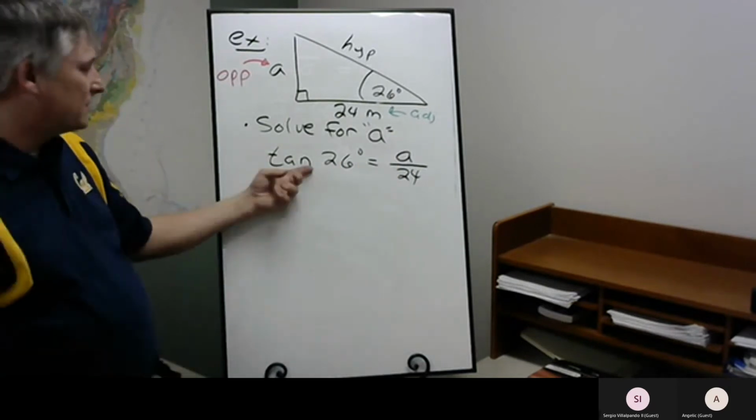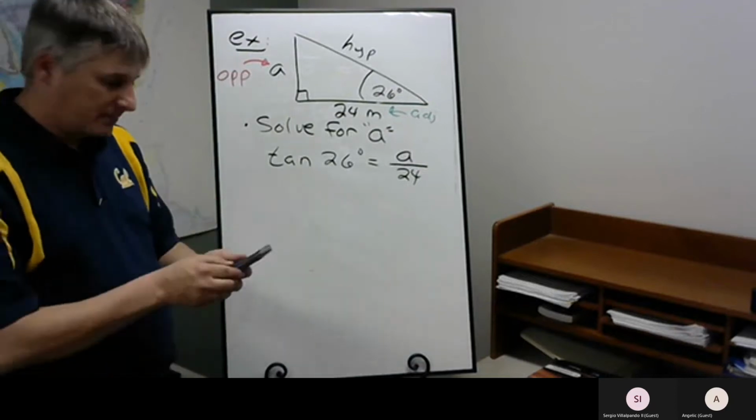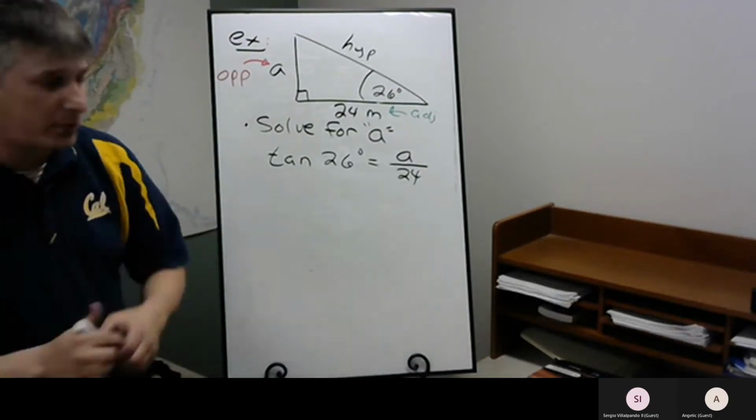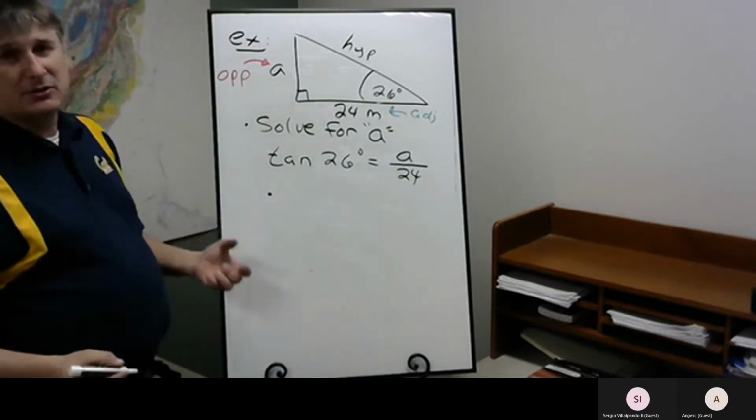Now the thing is, tangent of 26 degrees, that's in your calculator. Now one thing you want to do with tangent of 26 degrees, you want to make sure your calculator is in degree mode.